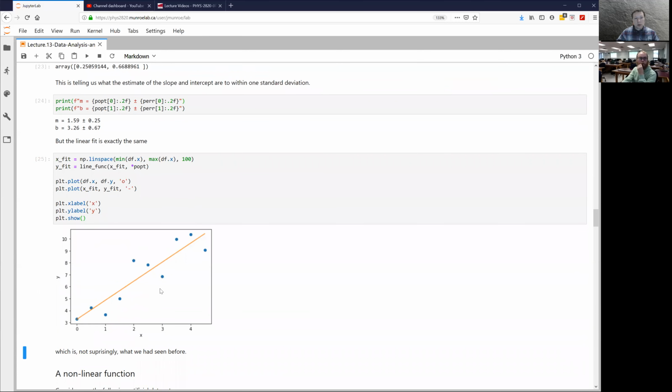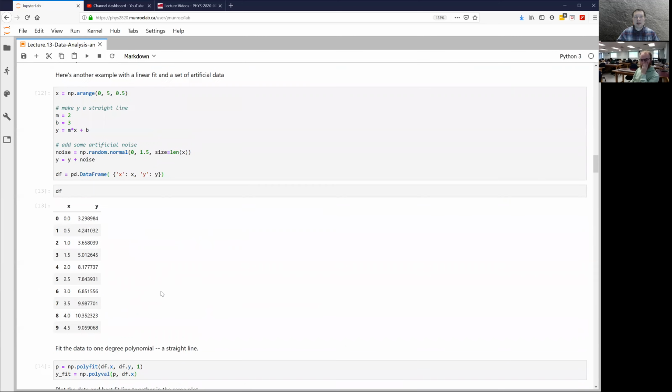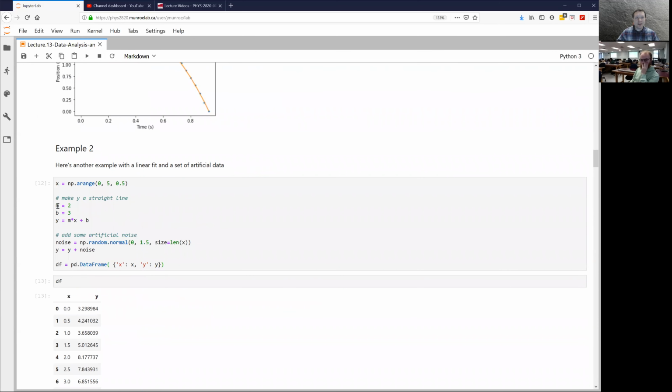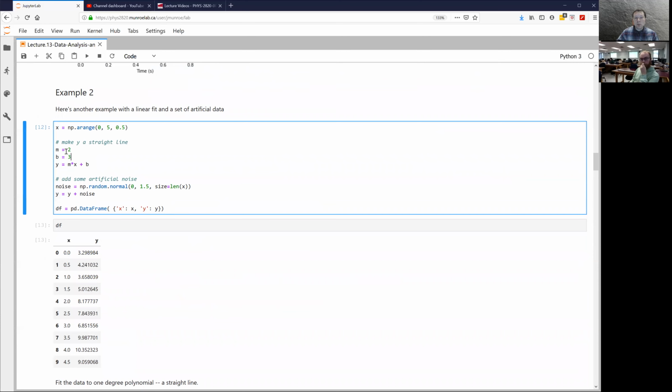To be clear, this was a fake example. I artificially created the data. So let's now go back to how I created the data. You can see that what I did is I created a function that I knew had a slope of 2 and an intercept of 3. I added some noise to it to make it look more random, but this is the true answer of what the slope is and what the intercept is.